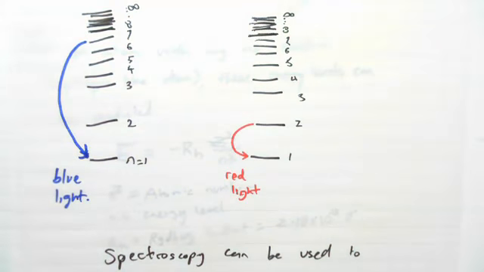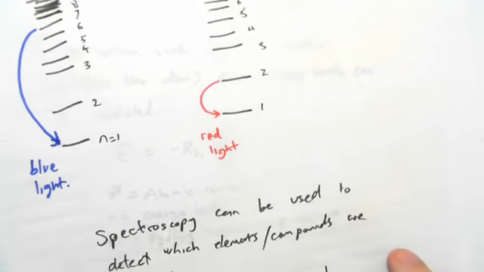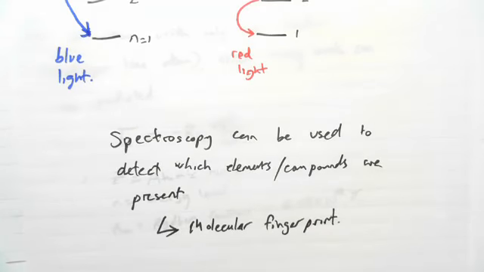So smaller gaps lead to the release of lower energy photons, and larger gaps to the release of higher energy photons. And spectroscopy can be used to detect which elements and compounds are present, because spectral characteristics, so which wavelengths are absorbed and emitted, are specific to molecules and specific to atoms, depending on how they're configured in terms of electrons, and in terms of what other atoms are around them in a molecule. So spectroscopy and looking at what is absorbed and emitted can be used as a type of molecular fingerprint.